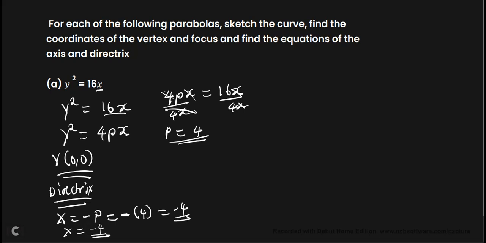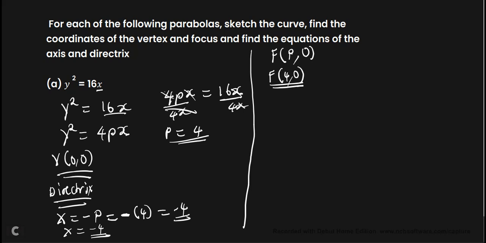Then what else are you remaining with? You are remaining with finding the focus. The focus in this situation will be on the x-axis, because our directrix is on the x-axis. Now, how do you find the focus? It's positive p, comma 0. What was p? p was 4, then comma 0, like that, right? So this is your focus.